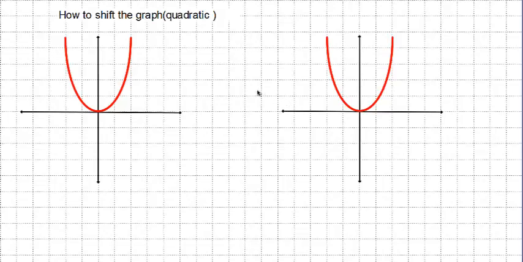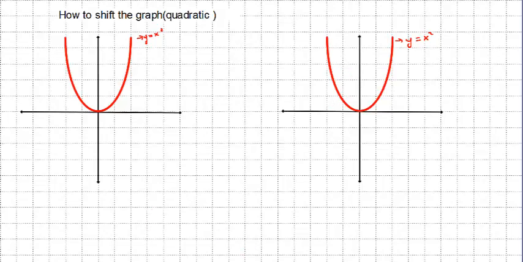I'm going to explain on this page shifting the quadratic graph. If you remember from the previous page, I drew the y is equal to x squared line, and this is the y is equal to x squared line. If I transform this on the y-axis, how is it going to affect the function, and if I transform on the x-axis, how is it going to affect the function? I'm going to explain that part here.